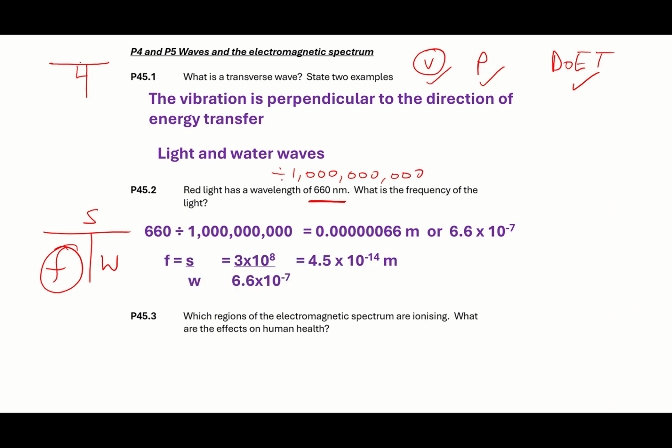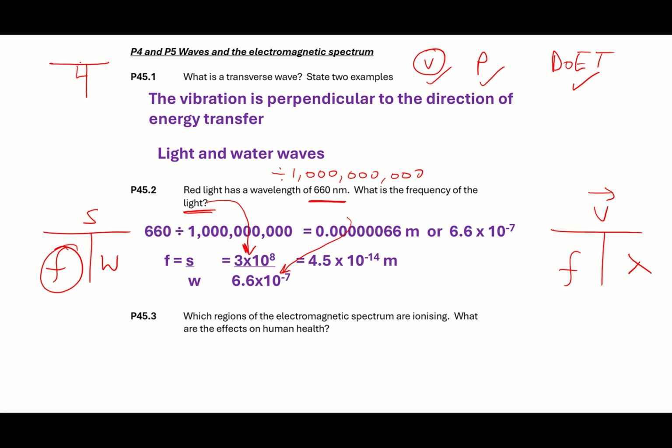F equals S divided by W, or this could also be written as frequency, velocity, and wavelength. They're the exact same thing. They're just different letters that are used. So what makes this tricky is it says it's light, and you have to know that the speed of light is 3 times 10 to the 8, 300 million meters per second. And we've got a unit change, so that's a really tricky question.